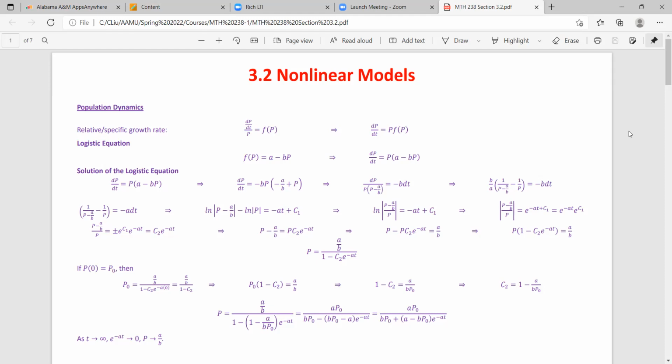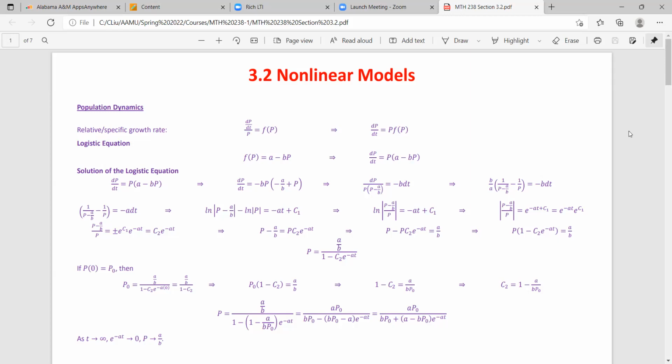We want to integrate. So then if you do that, you're going to get two natural logs on the left hand side, namely ln absolute value of P minus a over b minus ln absolute value of P. On the right hand side, you just get negative at plus arbitrary constant c1. Okay, we just use c1 to denote the arbitrary constant. And the left hand side have two natural logs that can be combined as the natural log of the quotient of absolute value of P minus a over b over P.